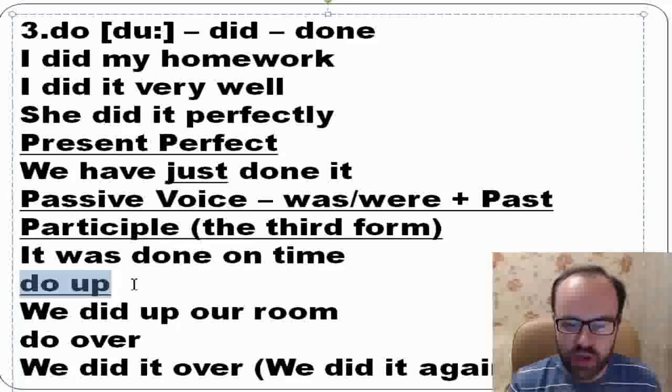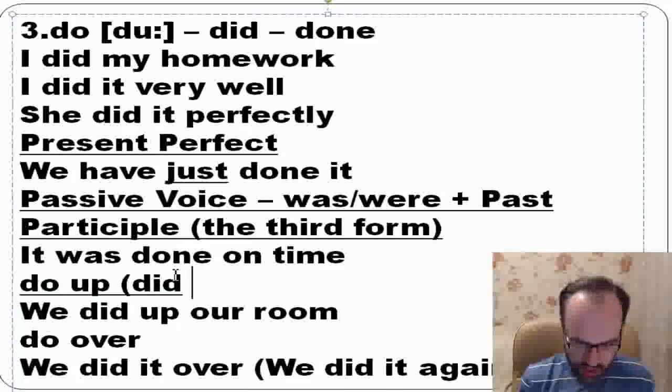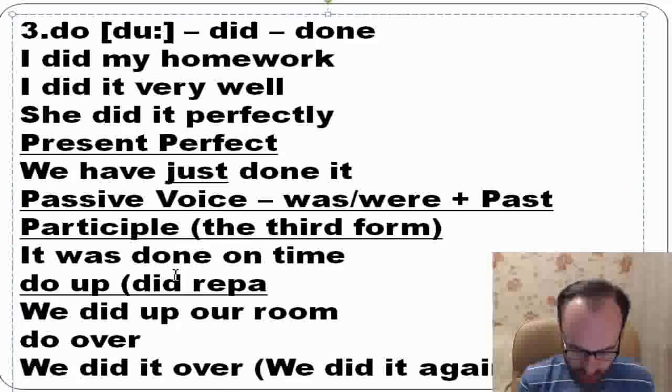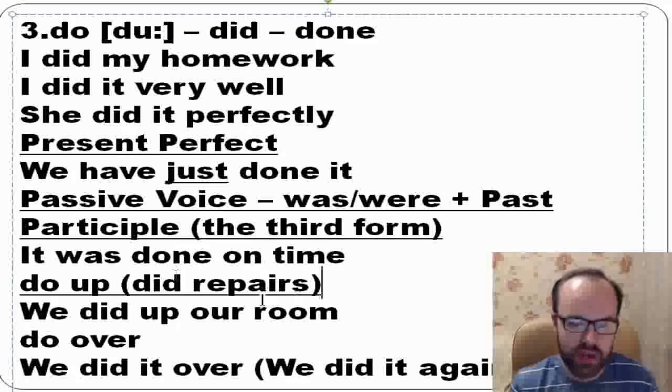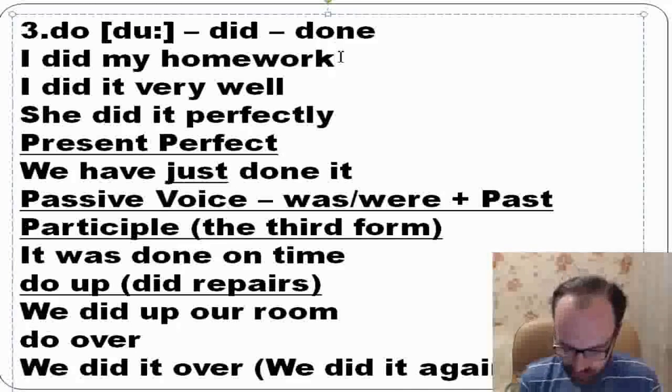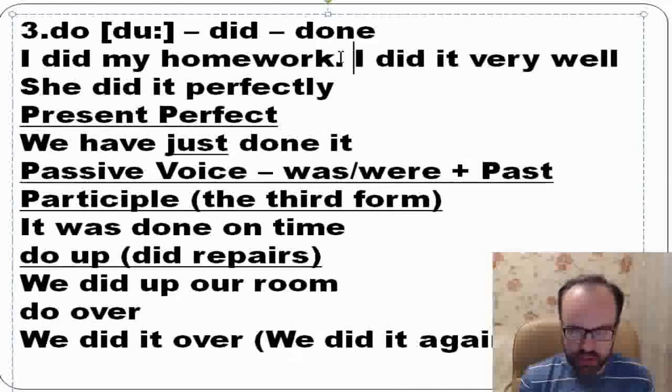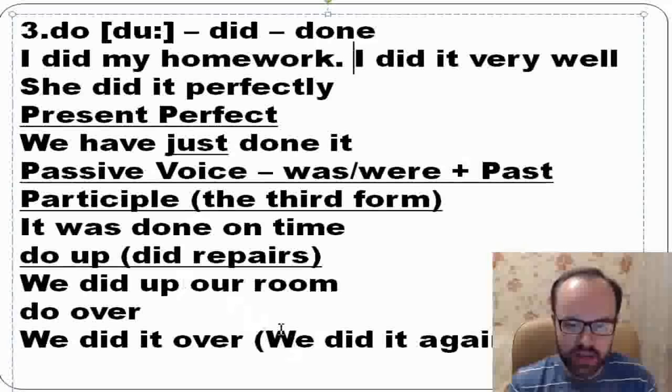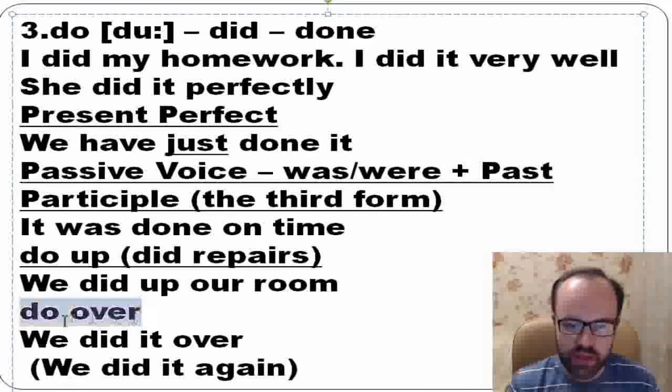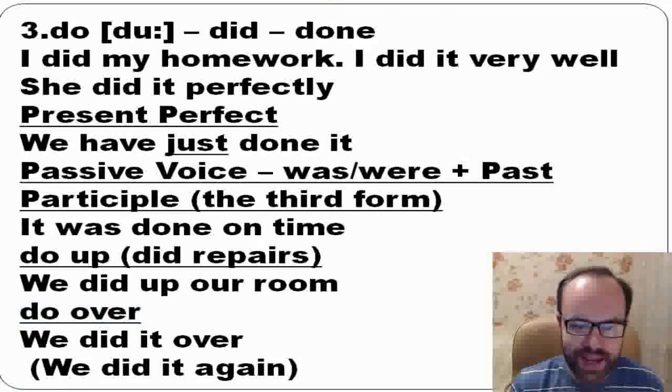Okay, do up. We did up our room. It means that we did repairs. Maybe our room was in a bad condition, and then we did up our room. We redecorated it. And one more phrasal verb, do over. We did it over. It means we did it again.